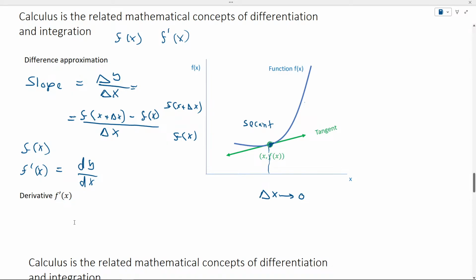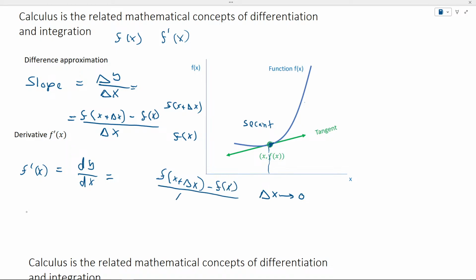Let me bring this here. So the slope is a difference approximation. The derivative would be equal to this difference approximation, f of x plus delta x minus f of x over delta x, but as delta x approaches zero. So here you take the limit as delta x approaches zero.